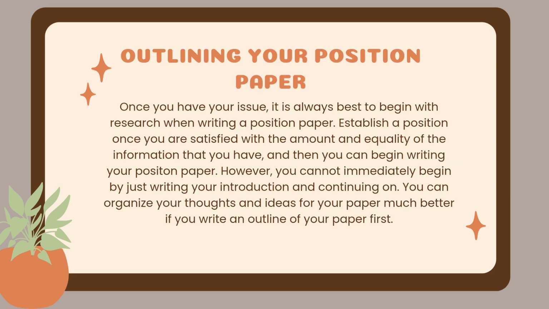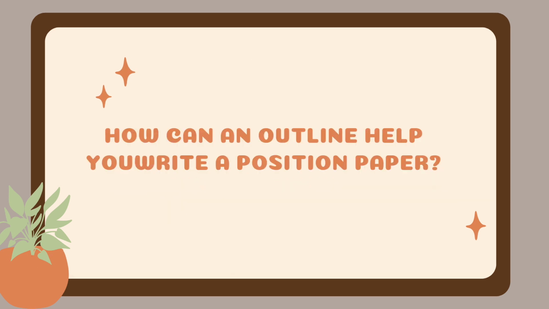Outlining your position paper. Once you have your position, it is always best to begin with research when writing a position paper. Establish your position once you are satisfied with the amount and the quality of the information that you have, and then you can begin writing your position paper. However, you cannot immediately begin by just writing your introduction and continuing on. You can organize your thoughts and ideas for your paper much better if you write an outline of your paper first. So, how can an outline help you write a position paper?